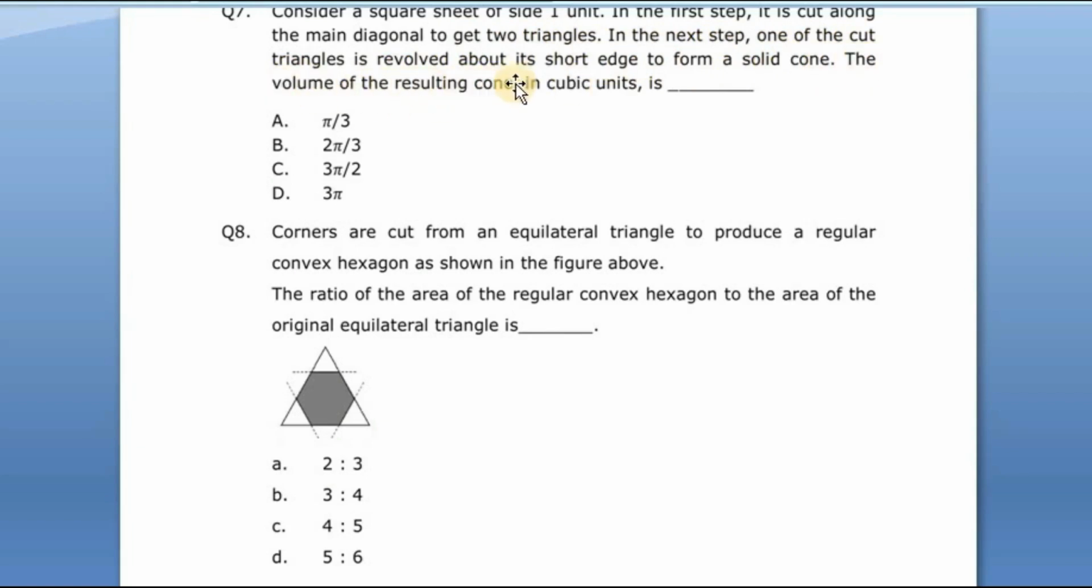Question 8. Corners are cut from an equilateral triangle to produce a regular convex hexagon as shown in the figure. The ratio of the area of the regular convex hexagon to the area of the original equilateral triangle is.